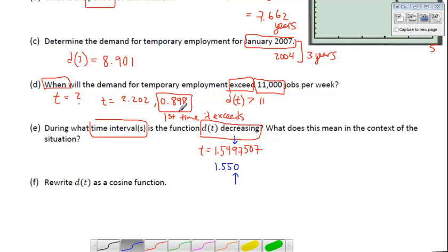So that's when it starts to decrease, and the interval is just going to be 1.550 all the way up to 5. And I stop at 5 because that's the largest part of the window.